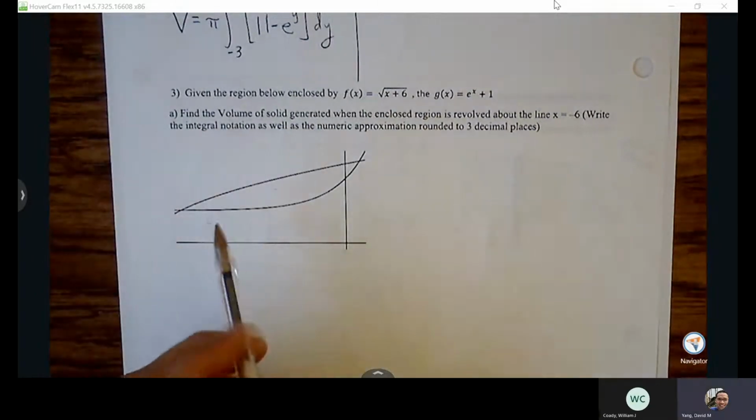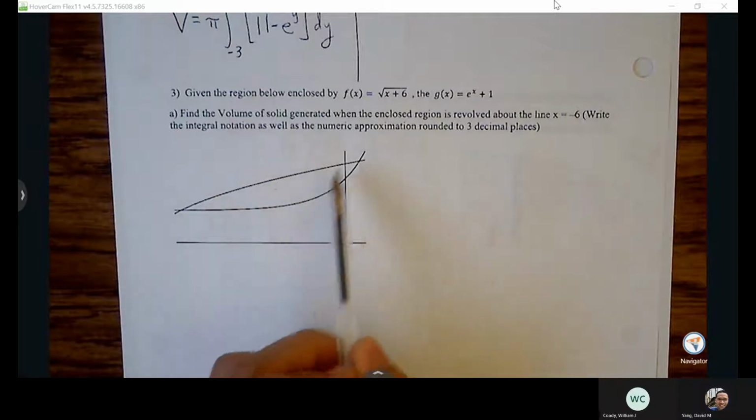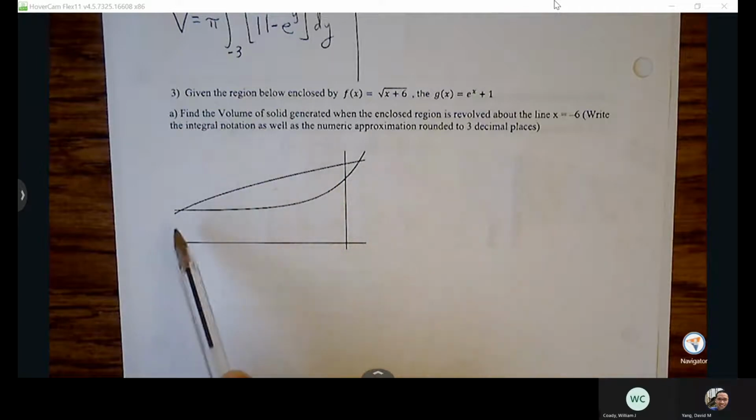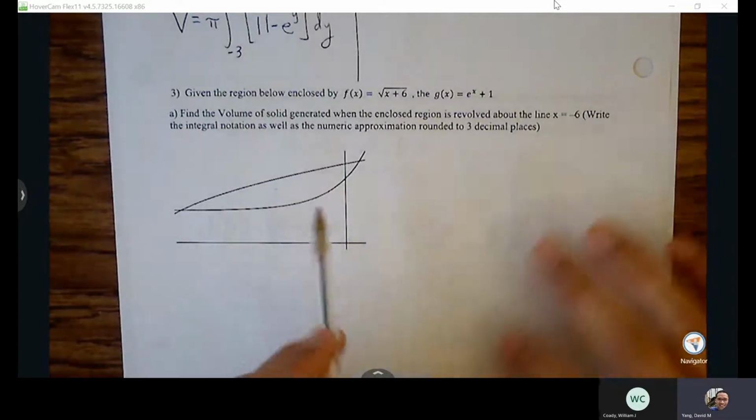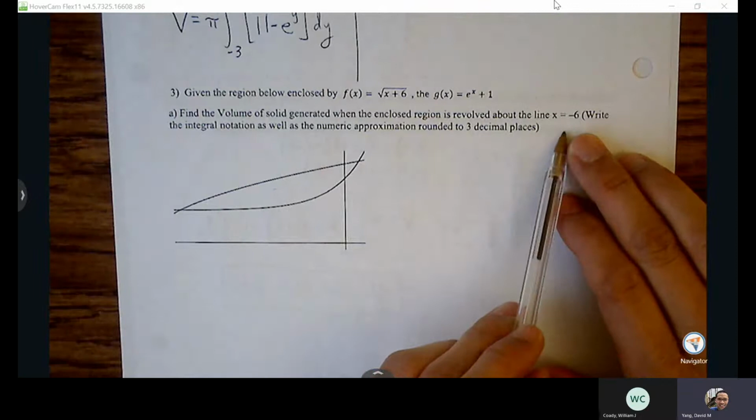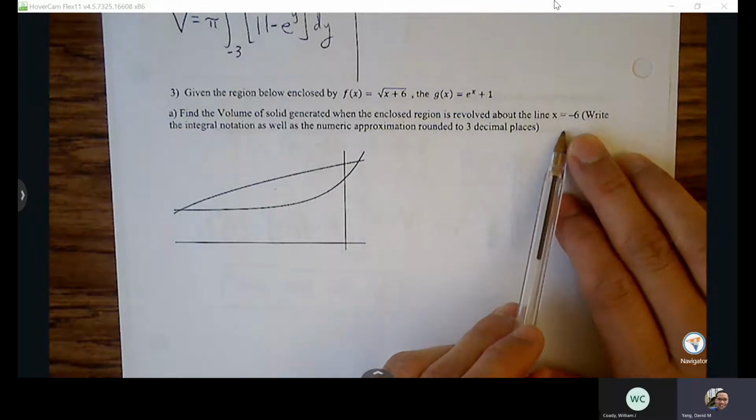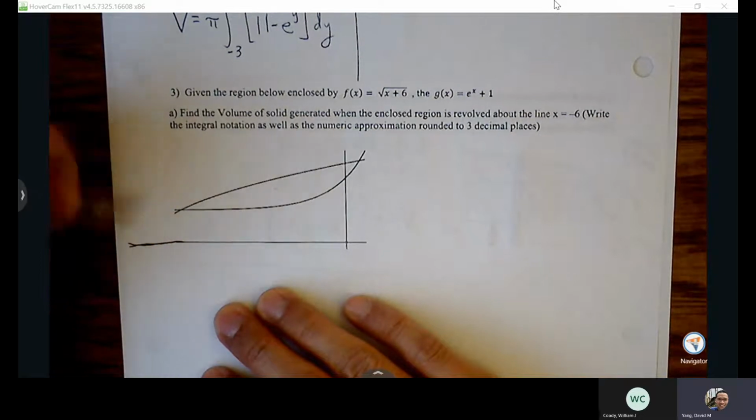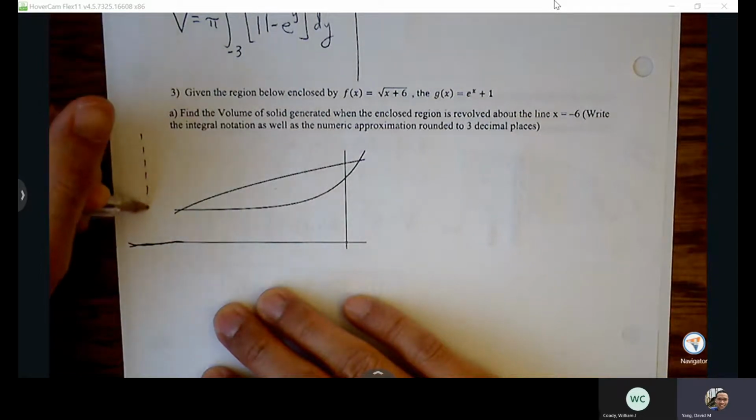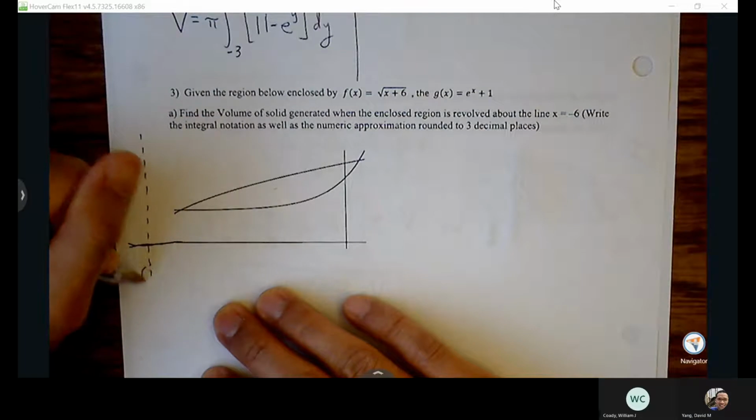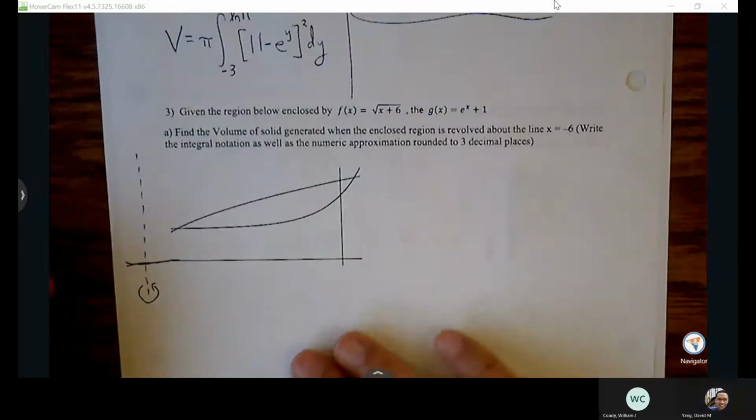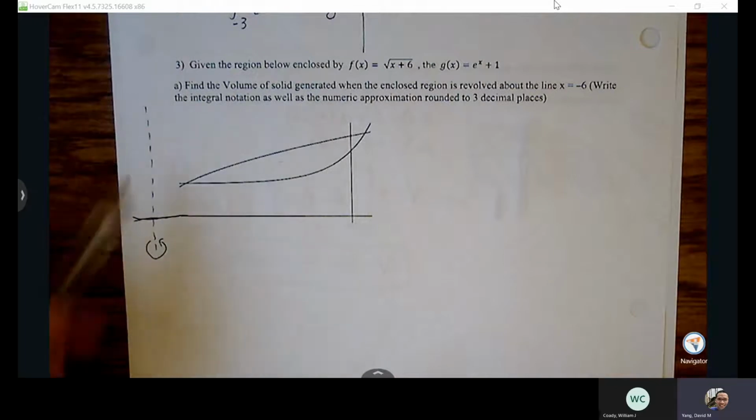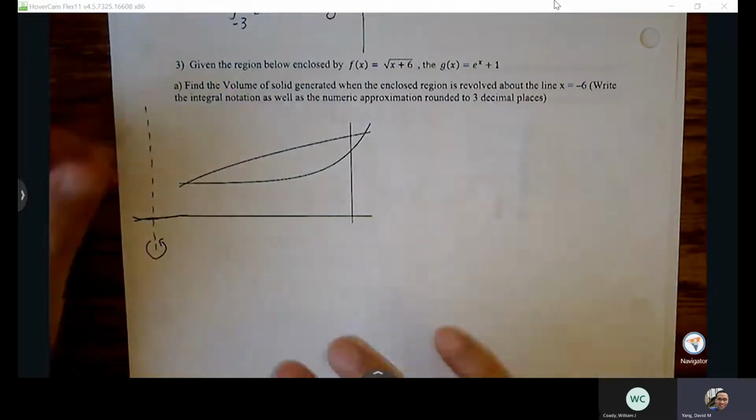Okay, so here we have e to the x plus 1. You have the square root of x plus 6. Rotating around the line x equals -6. Clearly off the graph, this is going to be washer method.